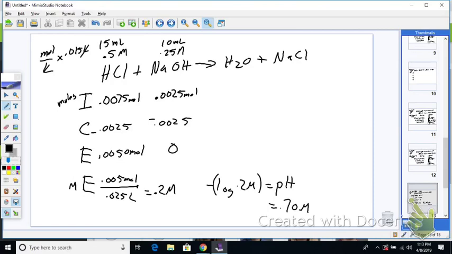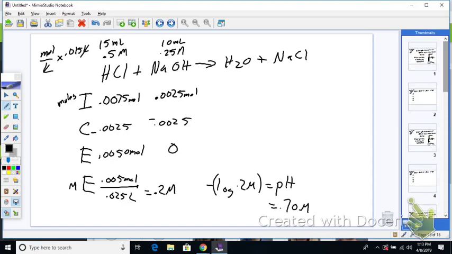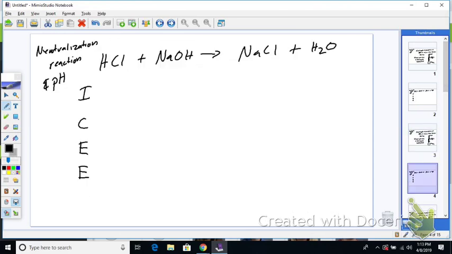So I'm going to have you do the next one on your own just to see how it would work. Okay? The next one we'll do is we'll add 20 milliliters. So again, the concentration of that would be 0.50 molarity. We have 15 milliliters, and now we're going to add 20 milliliters of 0.25 molar. So go down through and see if you can figure out what the pH is after we add 20.